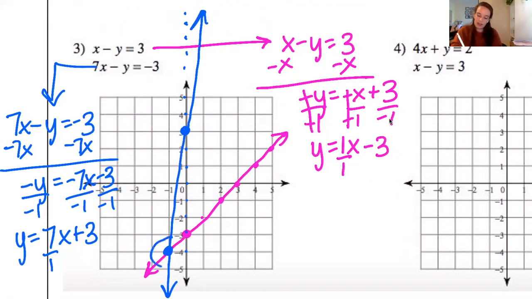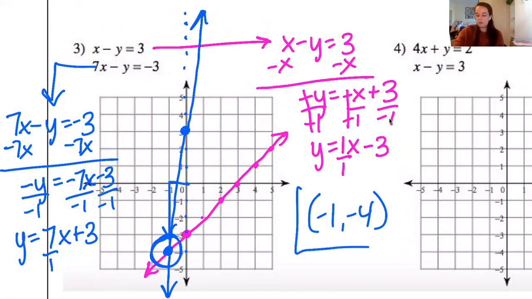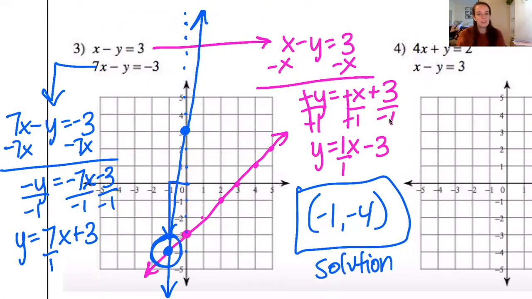And that tells me that I have a solution point at negative 1, negative 4, because I went over 1 and down 4 to get to that point. So this is my solution for those of you working on the standard.